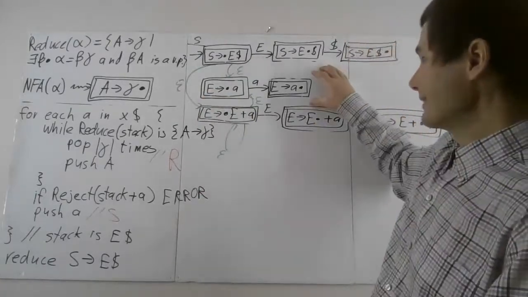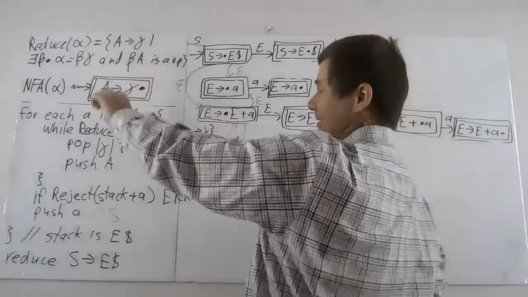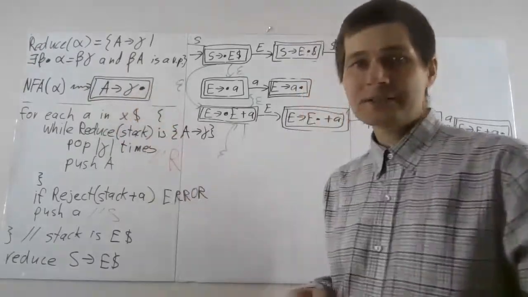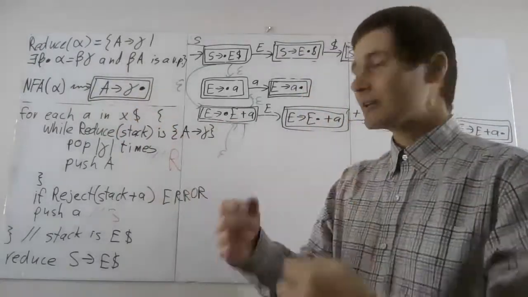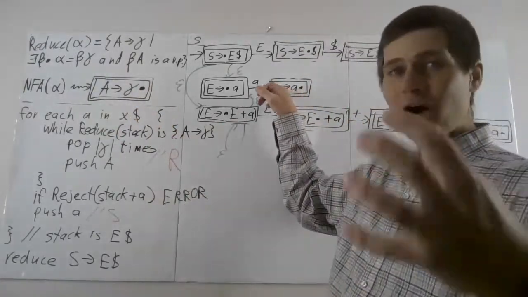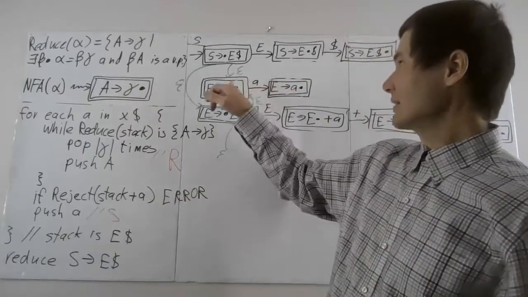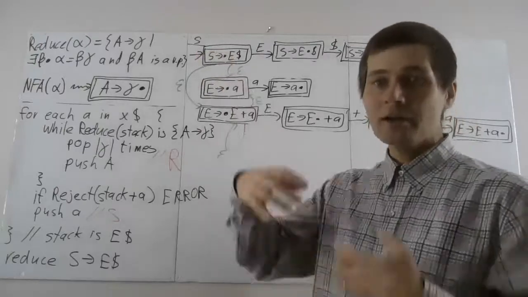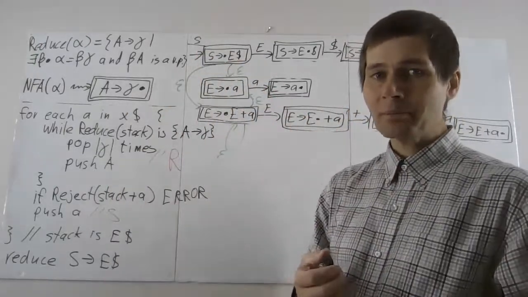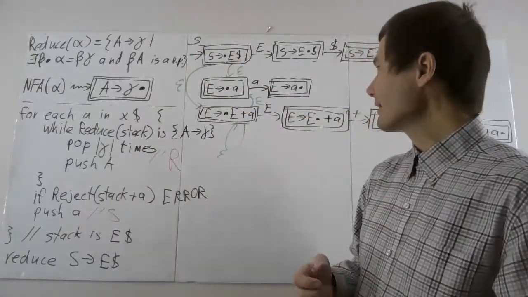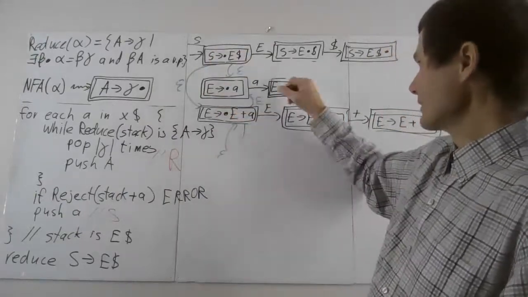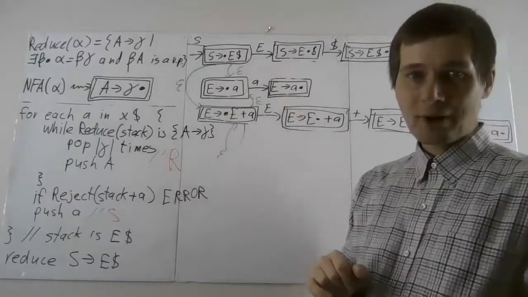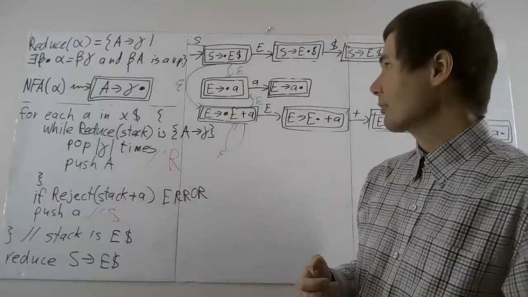Okay, so you can memorize this fact that you reduce when the dot is at the end, but the reason goes back long before this state. You go back to where there was a dot before a non-terminal symbol, and we took an epsilon transition, and then we jumped the dot over the right-hand side of that production rule.